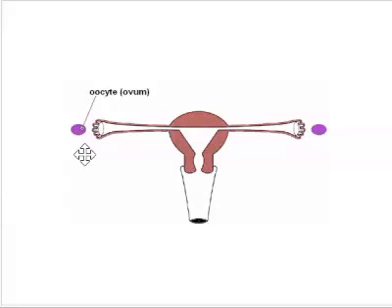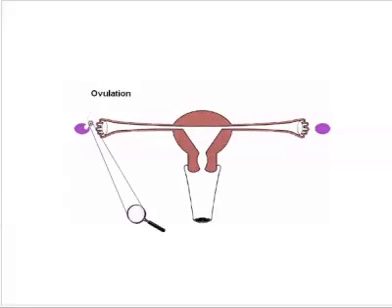That graafian follicle would eventually have given rise to the corpus luteum, and that corpus luteum is what is producing the progesterone, the hormone responsible for this endometrium lining, the uterine lining, to become more vascular, meaning it has a lot of blood supply for the eventual implantation, the embedding of the embryo down the road. So let's zoom in on that structure.